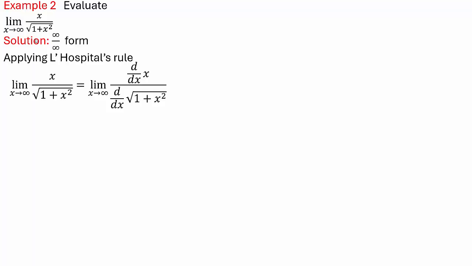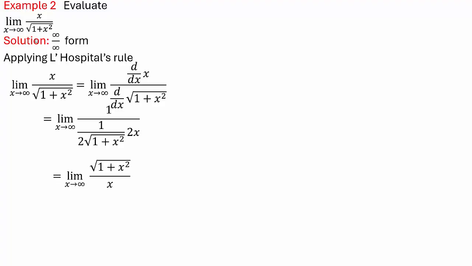Limit x tends to infinity of x divided by root of 1 plus x square equal to limit x tends to infinity of derivative of x divided by derivative of root of 1 plus x square. Derivative of x is 1 and derivative of root of 1 plus x square is 1 by 2 root of 1 plus x square into 2x. That's why this becomes limit x tends to infinity of 1 divided by 2 root of 1 plus x square into 2x. 2 gets cancelled, and simplifying this we will get limit x tends to infinity of root of 1 plus x square divided by x.